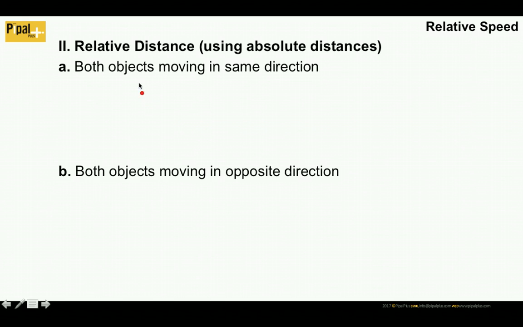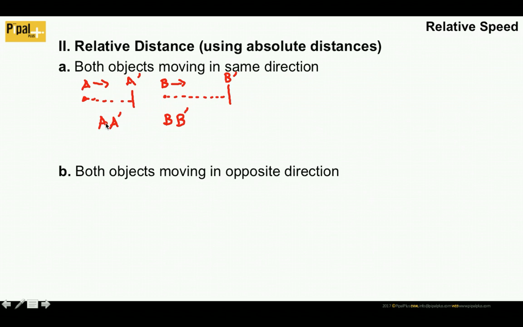Now when both objects are moving in the same direction, let's say we have moving object A here and we have moving object B here, right? And let's say A travels to this point A dash, right? In the same time, B travels to this point B dash. Okay, so in this case, you notice that A and B have both traveled in the same direction, and we have their absolute distance covered by A, which is AA dash, and we have the absolute distance covered by B, which is BB dash, right?